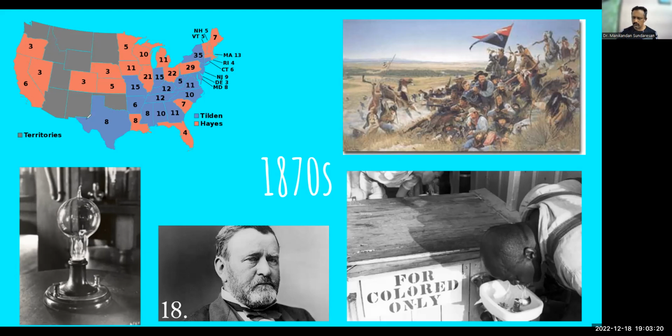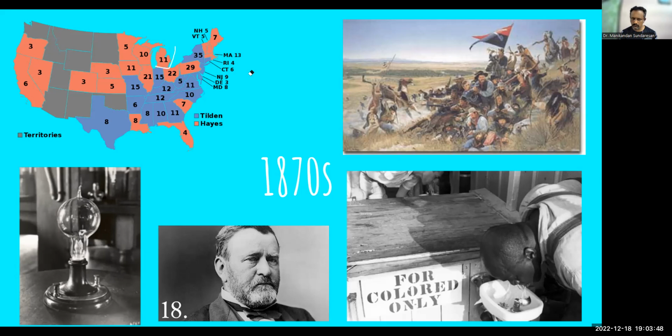In 1876 was the election here, and it was a very tight election. You can see the results here. The Republican candidate won 185 electoral votes. The Democrat won 184 electoral votes. So that's what the votes were. And electoral votes are basically how many votes a state gets.